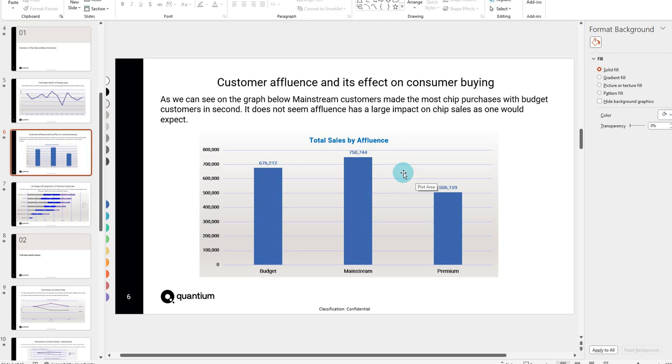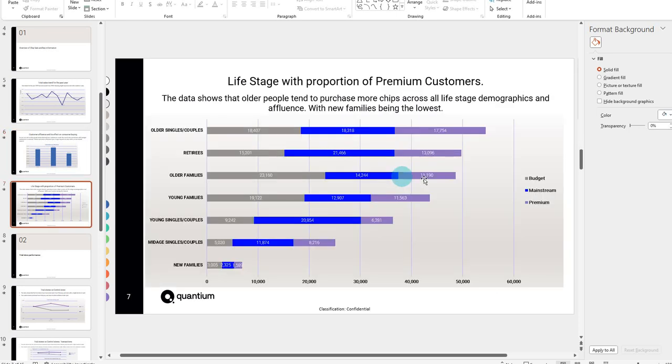Nothing really stands out. There's more mainstream customers, so that's why there's more mainstream customer purchases, but quantity is the same. But the total sales number, obviously, since there's more of them, there's more purchases.